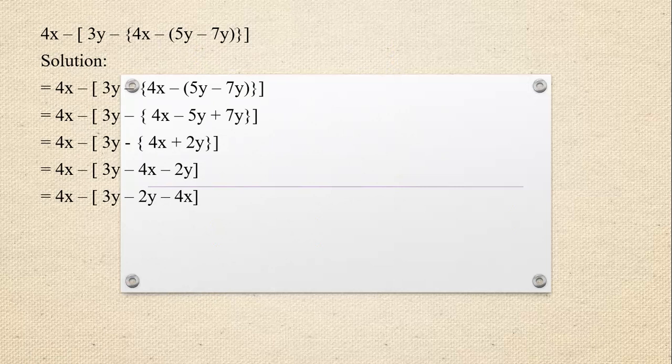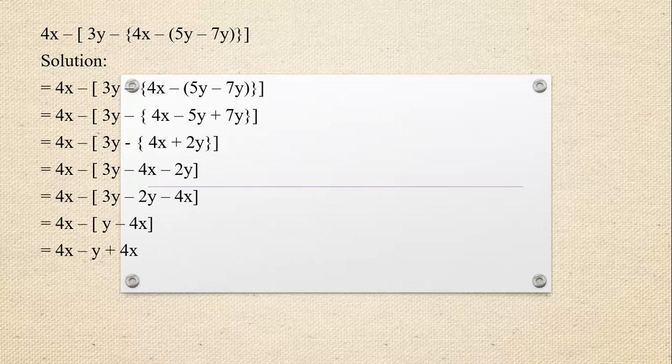We have to subtract 2y from 3y. The expression will become 4x minus square bracket open y minus 4x square bracket close. We write only y, as there is no need to write 1 as a coefficient. Again, we have two unlike terms inside the bracket, so we will remove the bracket by multiplying the sign which is before the bracket by the inside signs. It will become 4x minus y plus 4x.